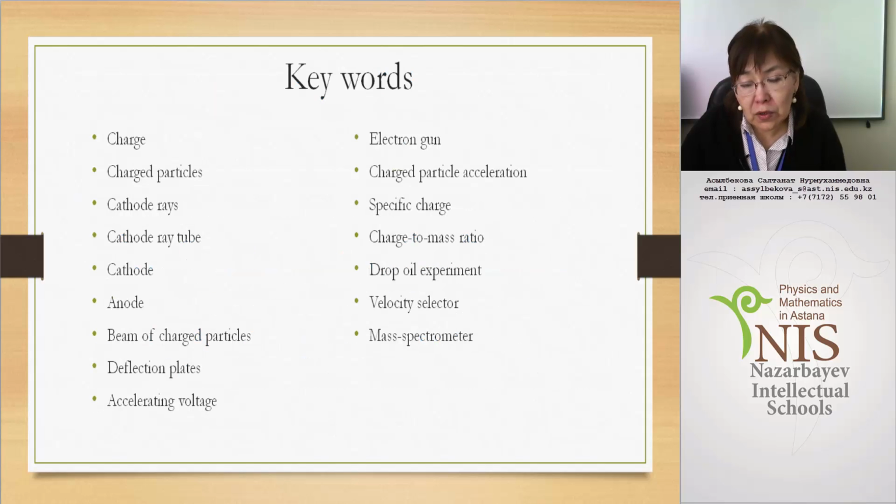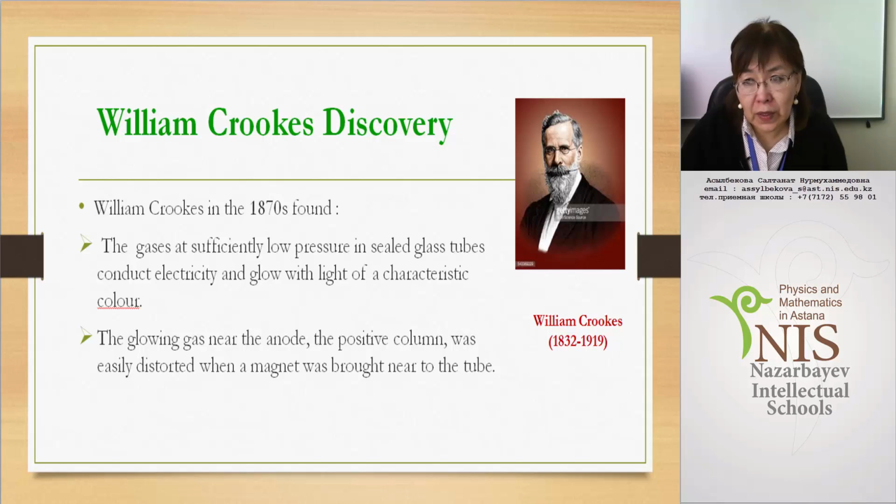There are some keywords you can introduce to your students, which are very useful for studying this chart. How did all this start? In the beginning, we have to mention William Crookes' discovery in the 1870s. He found a very nice colorful glowing of light in a sealed glass tube under very low pressure.